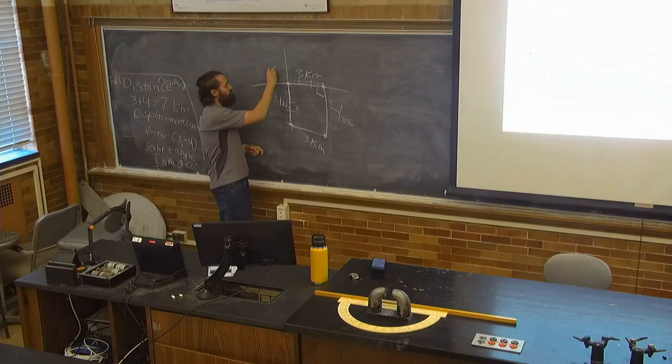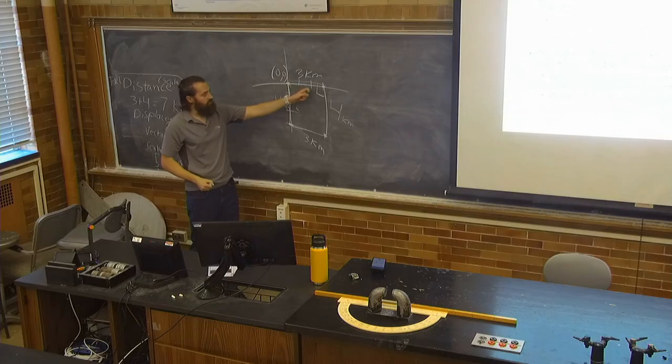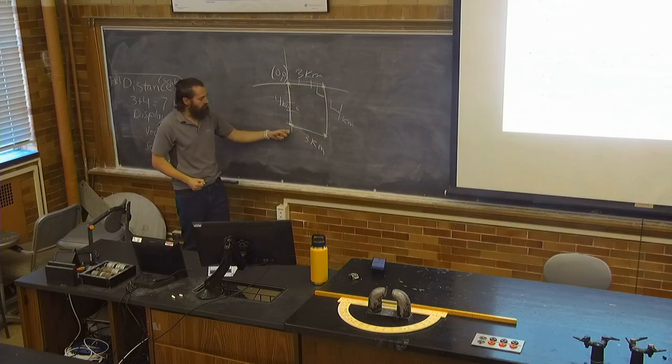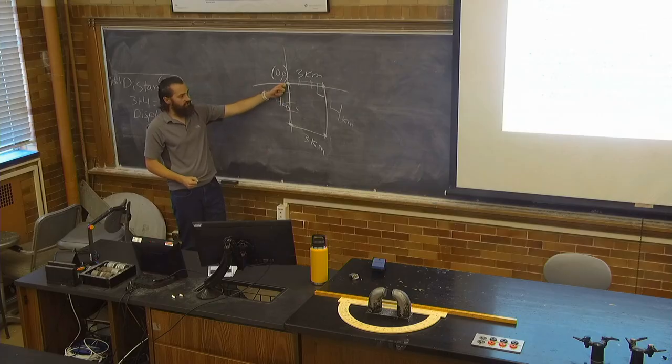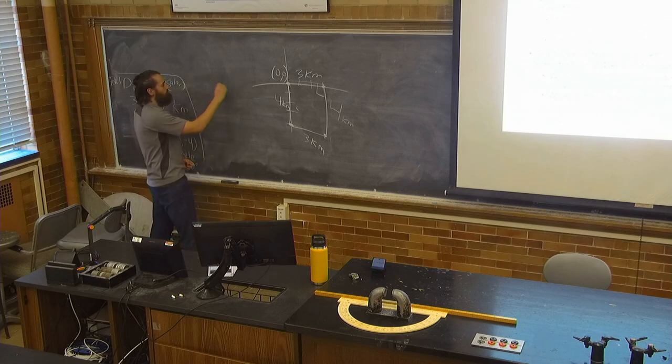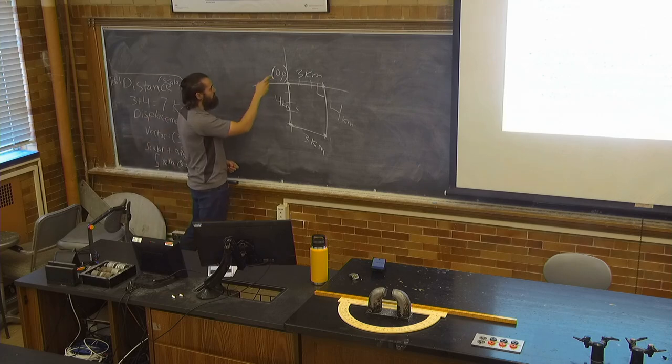So this point where they started was 0, 0. Then they went 3 kilometers to the right, 4 kilometers down, 3 kilometers to the left, and 4 kilometers back up. So their current position is back where they started. So current position would be this 0, 0.